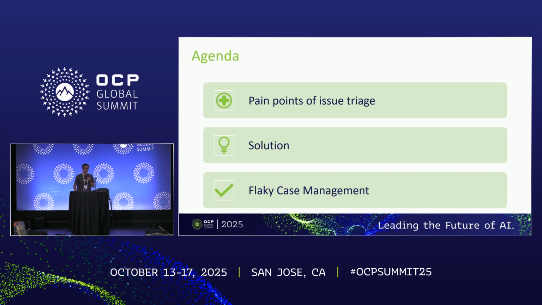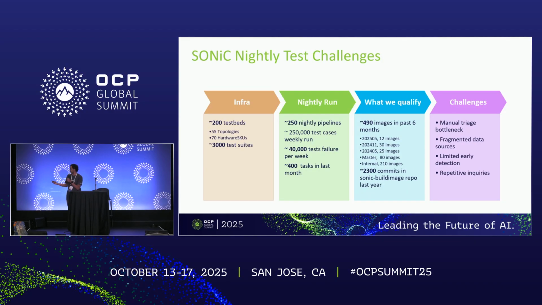So I'm going to talk through the pain points of triaging issues that have come up in the nightly test, specifically failing test cases, our solution to that, as well as how we manage the flaky test cases and make them more reliable, easier to debug in the future.